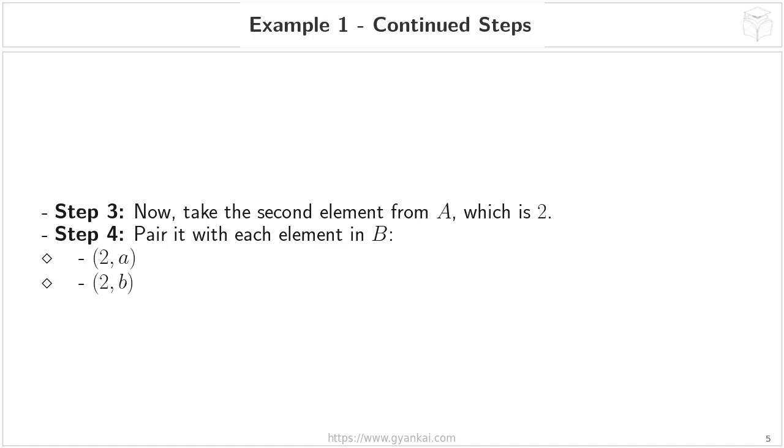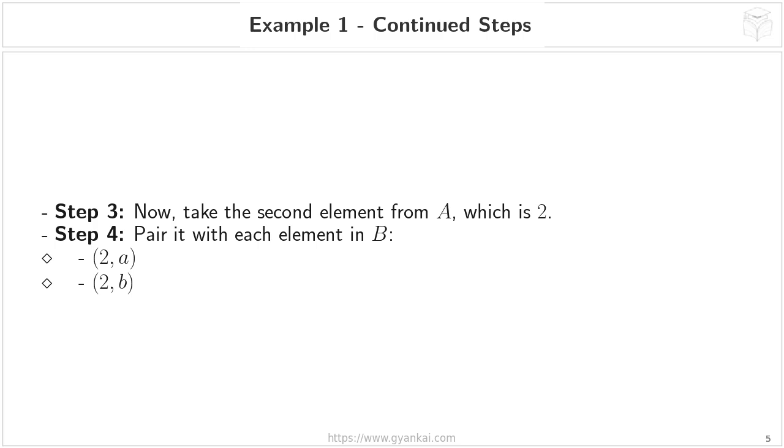A. Remember, we write ordered pairs inside parentheses, with a comma separating the elements. And then we pair 2 with B, giving us the ordered pair 2, B. So, just like we did with the number 1, we've now created 2 more ordered pairs using the number 2.